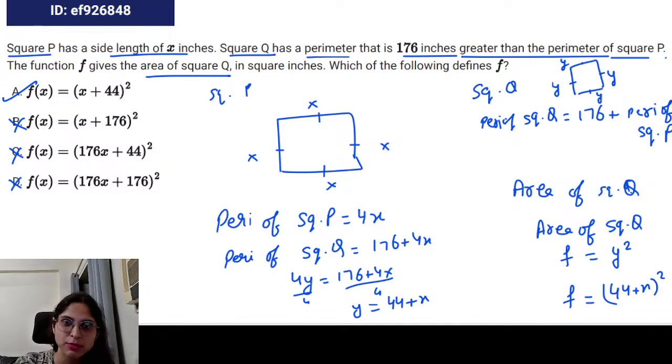4y is 176 plus 4x. You divide by 4. So 4y divided by 4 becomes y, 176 divided by 4 is 44, 4x divided by 4 is x. You have to divide everything with 4, all the terms. So now you have got 44 plus x, that is your y. So area is y squared, so it is going to be x plus 44 whole squared. I hope it is clear.